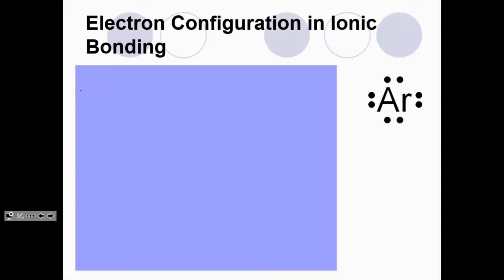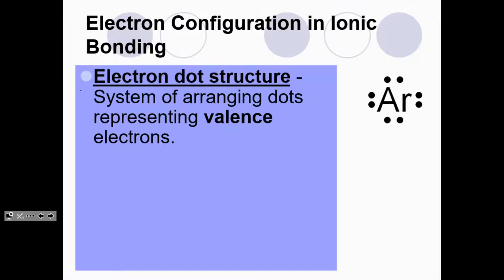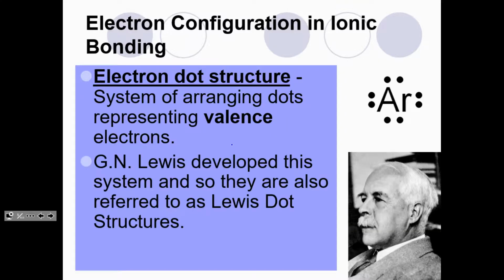So what we're going to learn how to do is take the number of valence electrons and draw something called Lewis dot structures. We can also call them electron dot structures. This is a system of arranging dots represented by valence electrons. A man named G.N. Lewis developed this system, and so that's why I called them Lewis dot structures earlier.